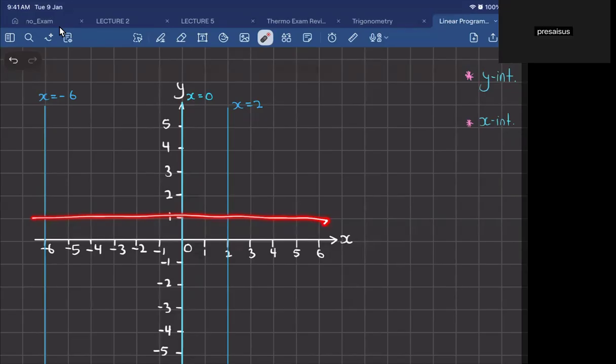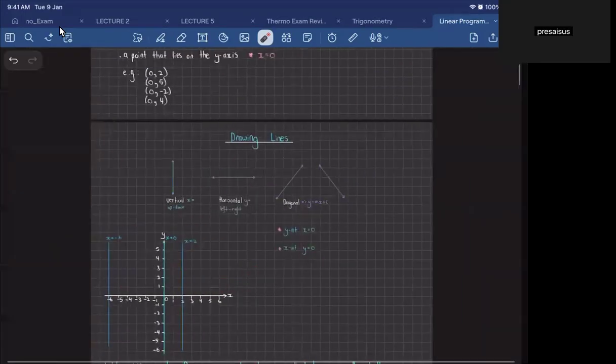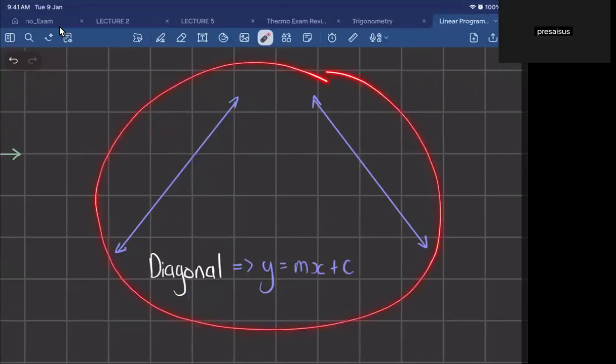First of all, Perseus, what is that passing through? It's passing through the y-axis. At what value? At 1. So what do you think the equation for that would be? Actually, thinking of y equals mx plus c. No, y is equal to 1. But I got fooled there. I was thinking, okay, I have to remember this equation.